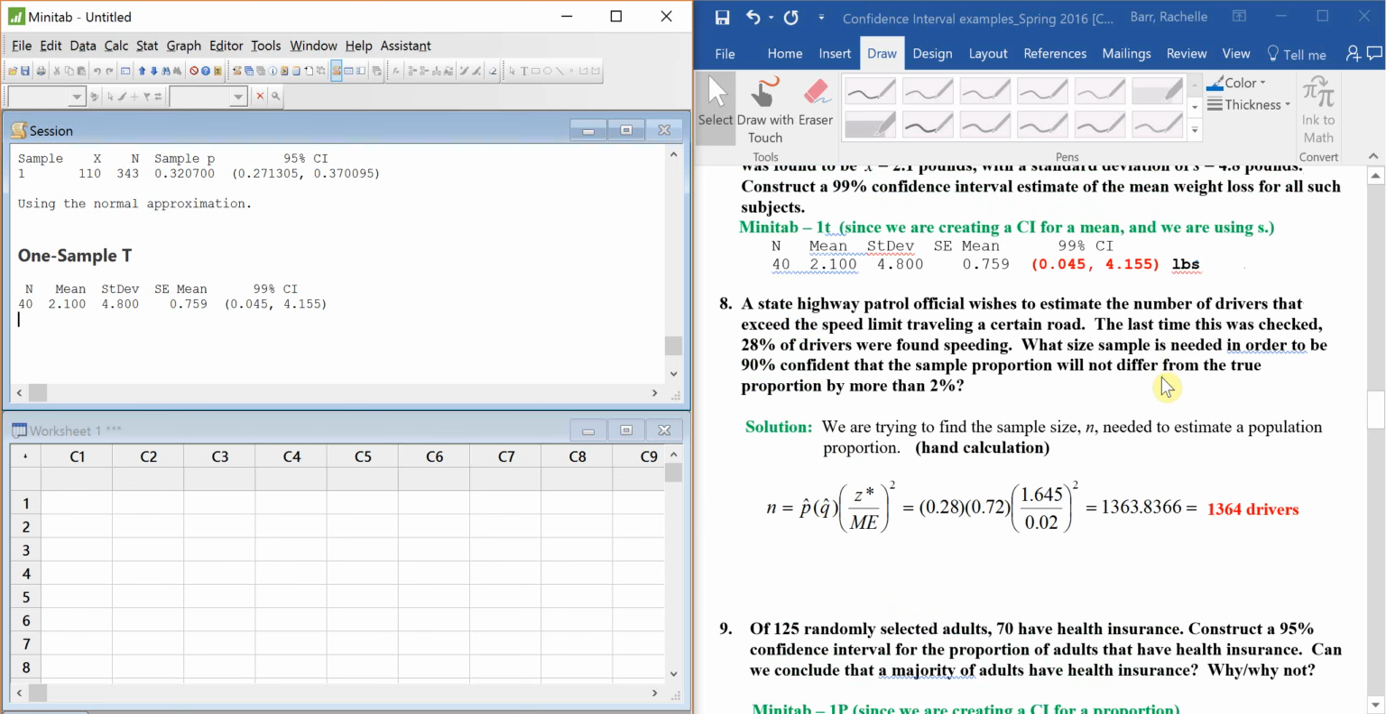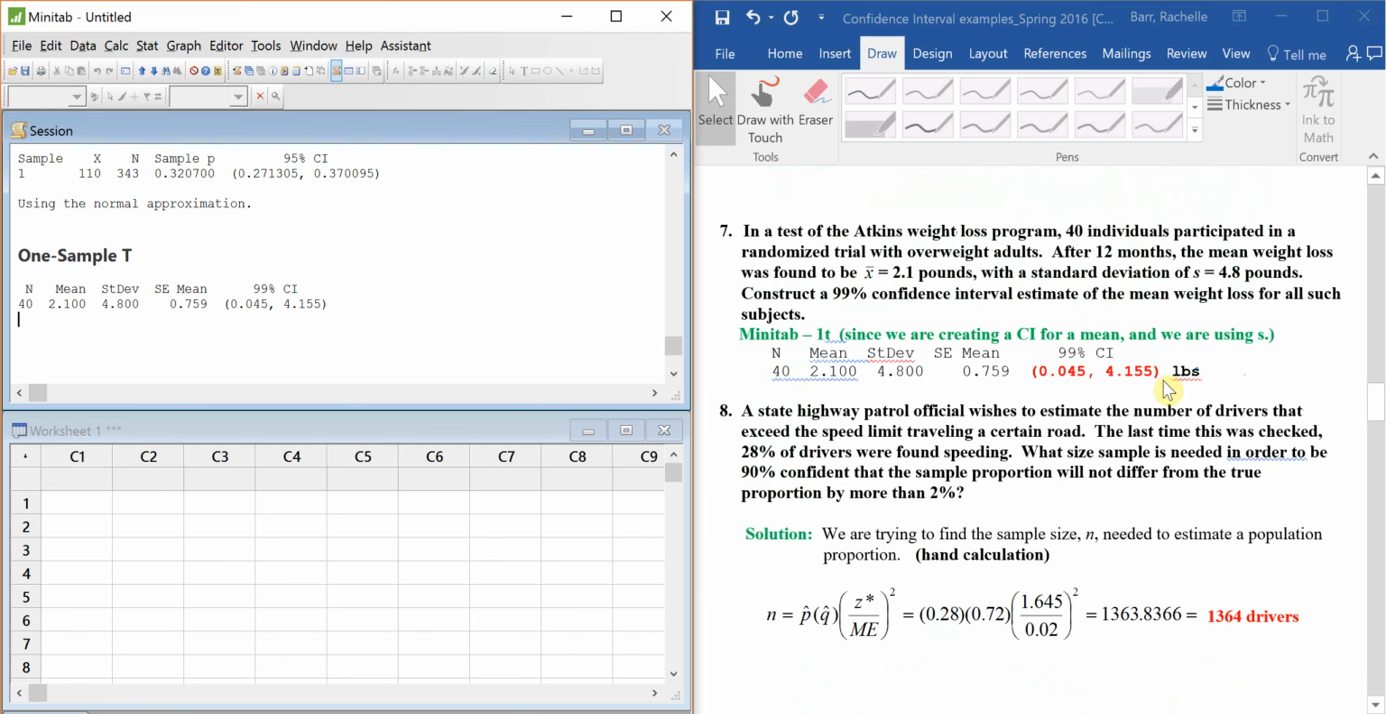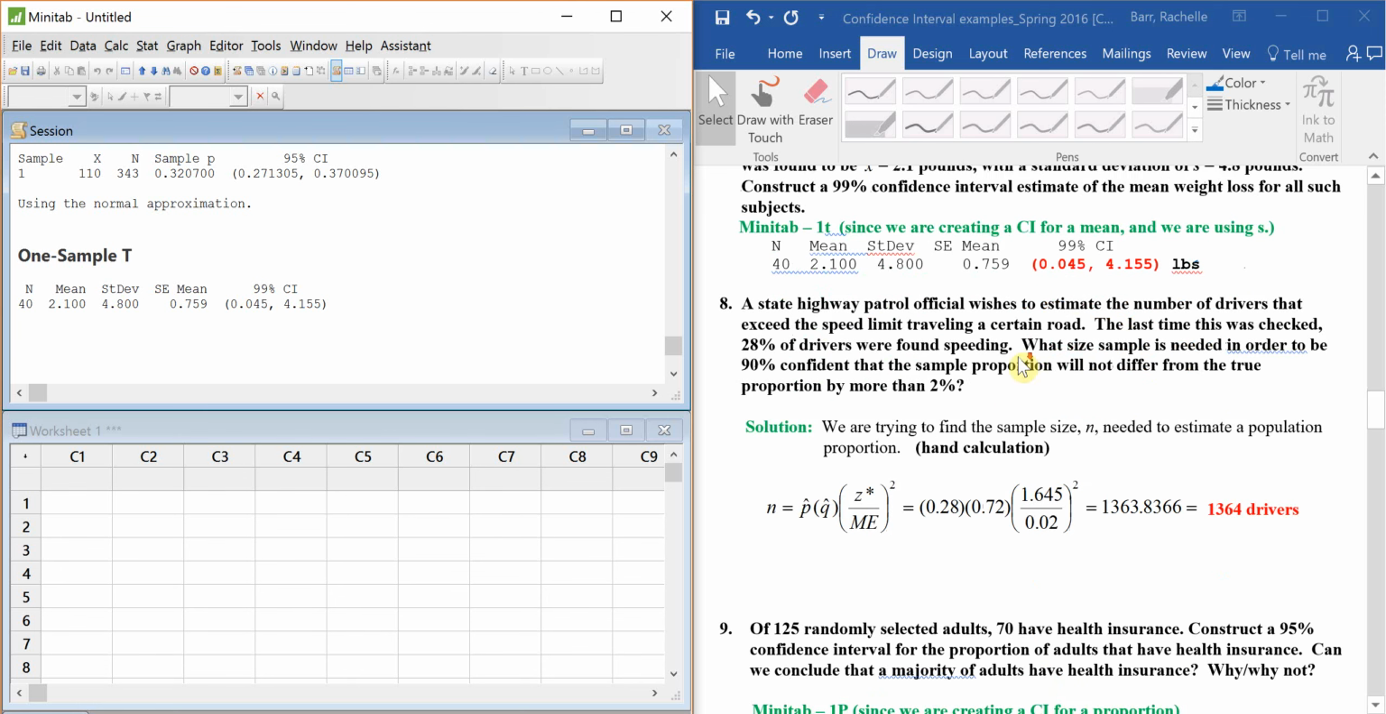Darn it, that went really fast. If 0 was in here, you would be able to say that it is possible that maybe this weight loss program does nothing. Sadness. Anyway.